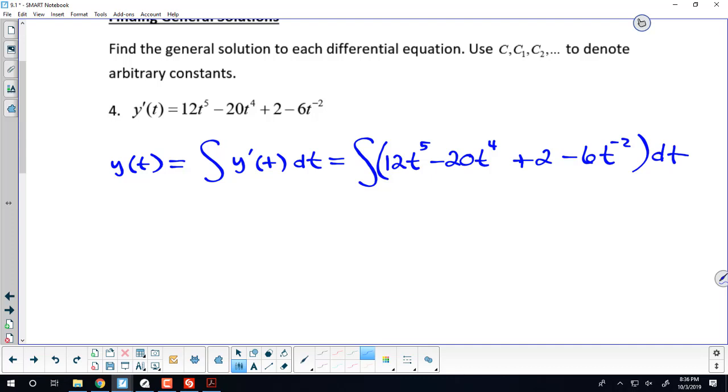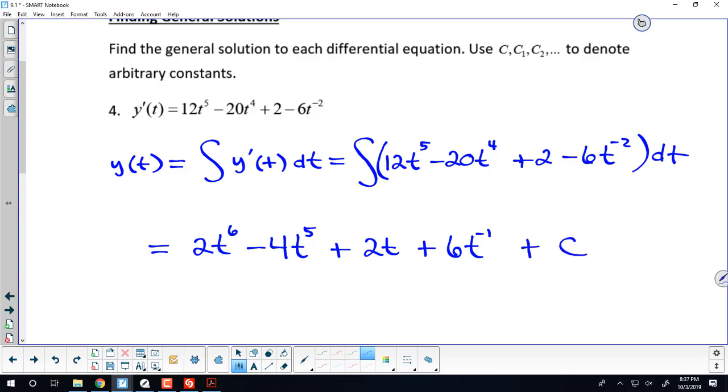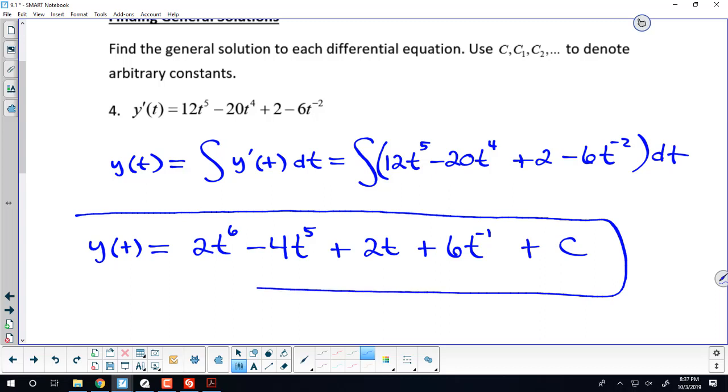So, general solution then, we have 12 over 6, which is 2, t to the 6th, minus 4t to the 5th, plus 2t, plus 6t to the negative 1, plus c. So that is the general solution, y of t, for that particular differential equation.